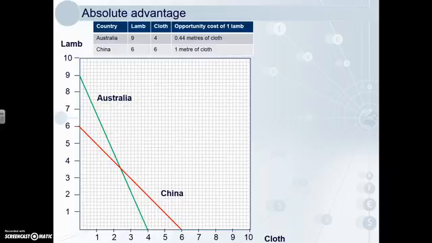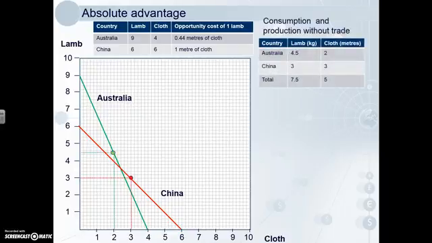Okay, so here they are. Now we can tell already that there is reciprocal absolute advantage because the two PPCs intersect each other. Let's have a look at how much each country might produce and consume with closed economies, no trade. For ease, we'll assume half of each country's resources are going into each good. So Australia would make 4.5 kilos of lamb and 2 meters of cloth, and China would make 3 kilos of lamb, 3 meters of cloth. Of course, each country could produce at any point on or within its PPC.